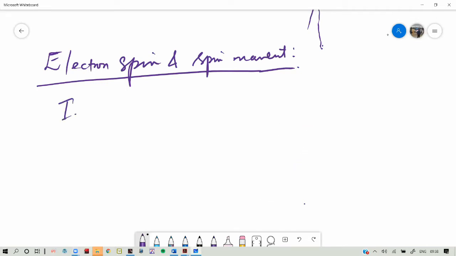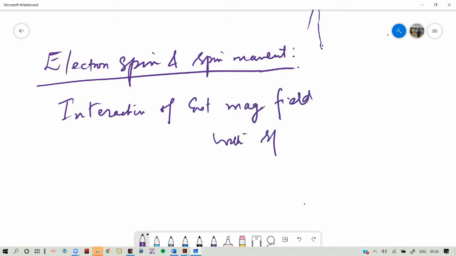The interaction of external magnetic field with spin magnetic moment was unknown, because this component, the spin magnetic moment, was unknown.